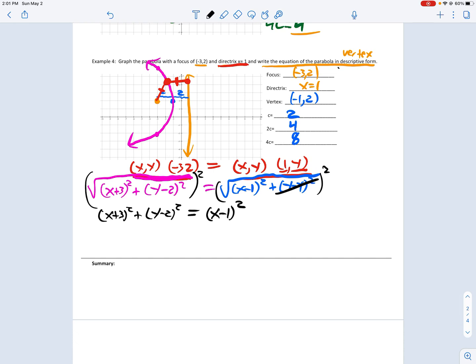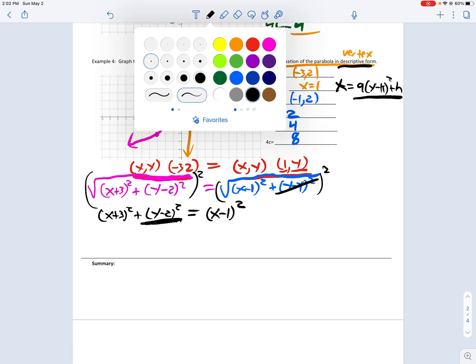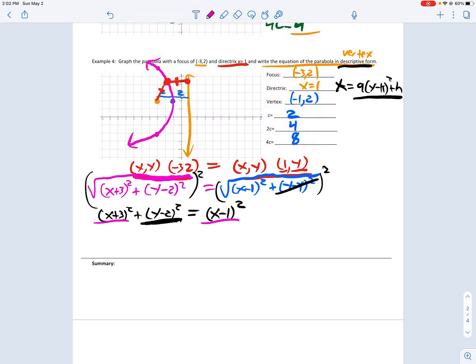So descriptive form is going to be y equals, sorry, not y equals, it opens sideways, so it's going to be x equals a times y minus k squared plus h. So we want it to look like that. If we want it to have y squared, we already have that right there, so we're not going to do anything with that. We already got part of the equation. I have to have only one x, so I've got to get rid of some of these x's. So I'm going to have to FOIL that out, so then hopefully something reduces.